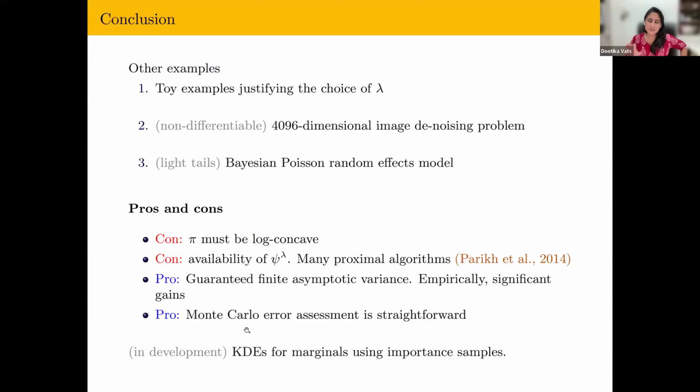And something tangential from this, that I've been thinking about and working on with a student and a collaborator, is we realized that if I want to do marginal density estimation from importance sampling, I would like to do some quick KDE implementations, but there doesn't seem to be much out there. So if I want to do KDEs for marginals using importance sampling, there are obvious things I can do, but they don't seem to be very well studied. So this is something that I'm interested in right now.